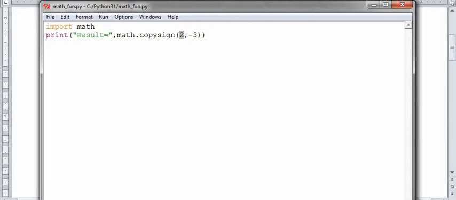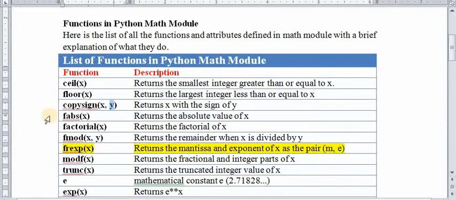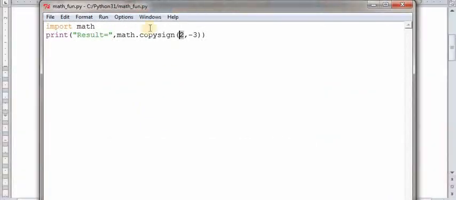Now let's go to the next function, that is fabs. Fabs returns the absolute value of the given parameter. You know what an absolute value is? Whenever you use the absolute function, it always returns a positive number. If you pass a negative number, it will convert it into a positive number. If you pass a positive number, it will also return a positive number. It means it always returns the positive value of x. Let's check it.